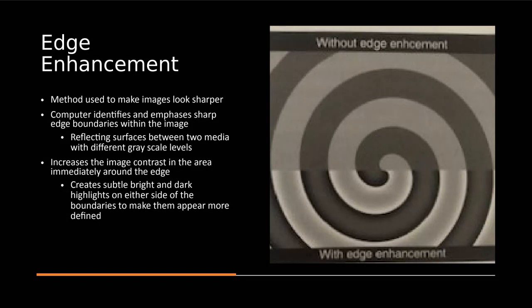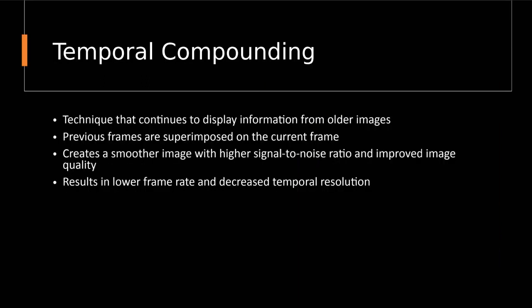So if you look really closely at the bottom picture, it almost looks like there's a black border between the white and gray swirls, and then it starts to get slightly lighter and slightly lighter. And on the other side of that black interface, it looks really bright and starts to get darker and darker. So it's really just emphasizing and creating a sharpness between the 2 boundaries of different media being reflected and processed. Next, we have temporal compounding. Again, another manufacturing process or technique that continues to display information from older images.